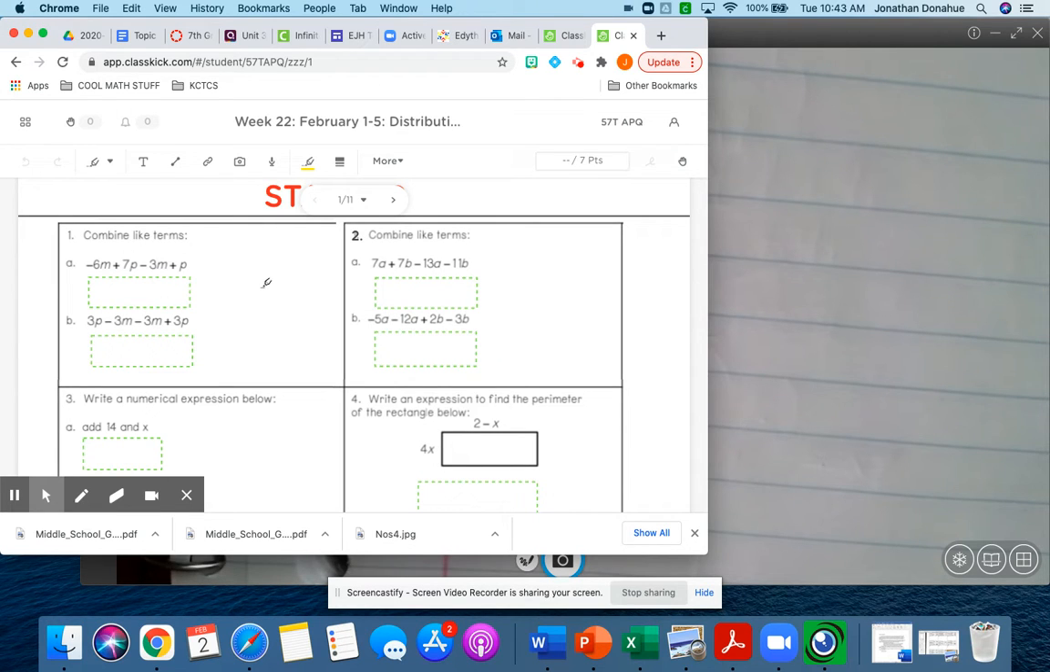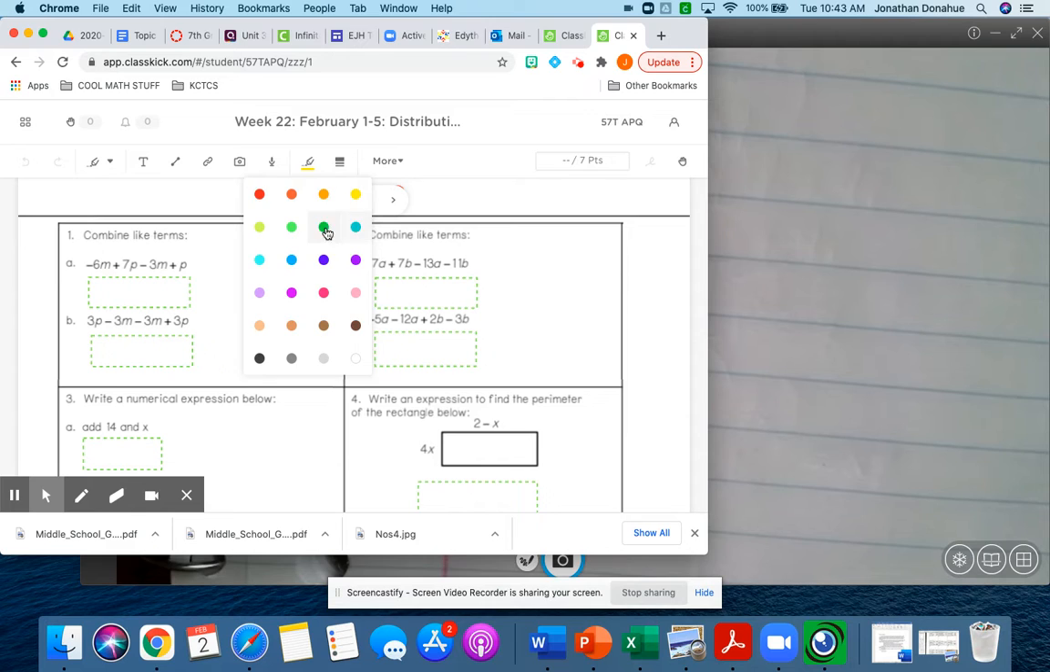I'm going to go ahead and start using my highlighter. We're going to look at 1, 2, and 3 first, and then 4 we're going to do separate. So I want you to pause the video and try working through 1, 2, and 3 on your own. Then when you get that done, click play, and we'll pick up where you left off.